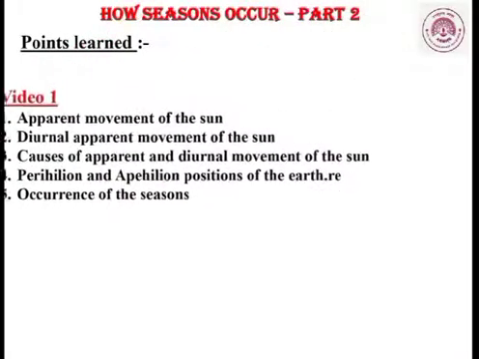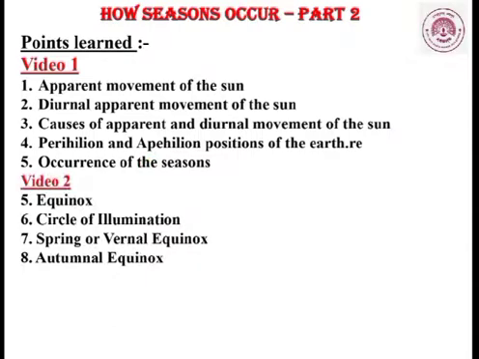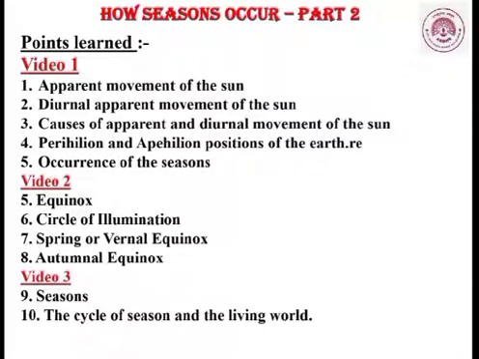Now, in our last videos, we have already started our lesson number 8, How Seasons Occur, part 2. In the first of the last two videos, we studied the apparent movement of the sun, the diurnal apparent movement of the sun, causes of apparent and diurnal movement of the sun, perihelion and aphelion positions of the earth, and occurrence of the seasons. Then in video 2 we studied equinox, circle of illumination, spring or vernal equinox, and autumnal equinox. And today we are going to see seasons and the cycle of seasons and the living world, of which a reference video you have already seen yesterday.